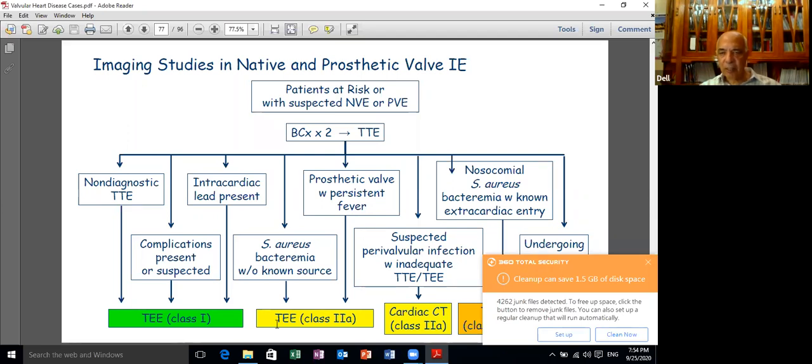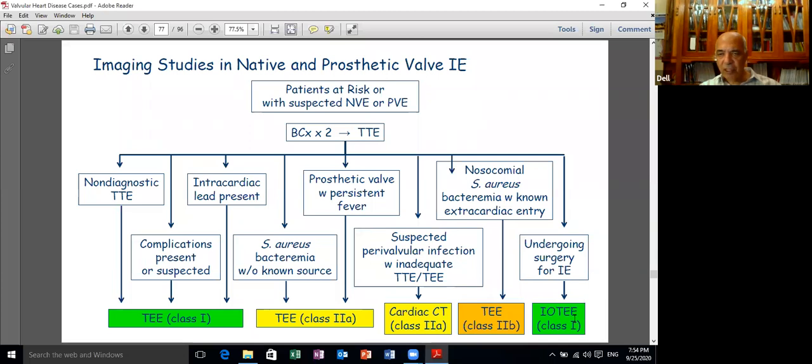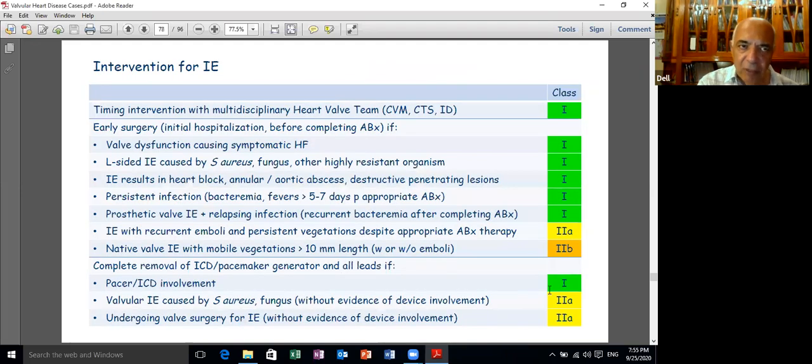Another class 1 indication for transesophageal echocardiography in bacterial endocarditis is for patients undergoing surgery, to monitor the operative procedure all through. So this is a very common requirement in patients with infective endocarditis.